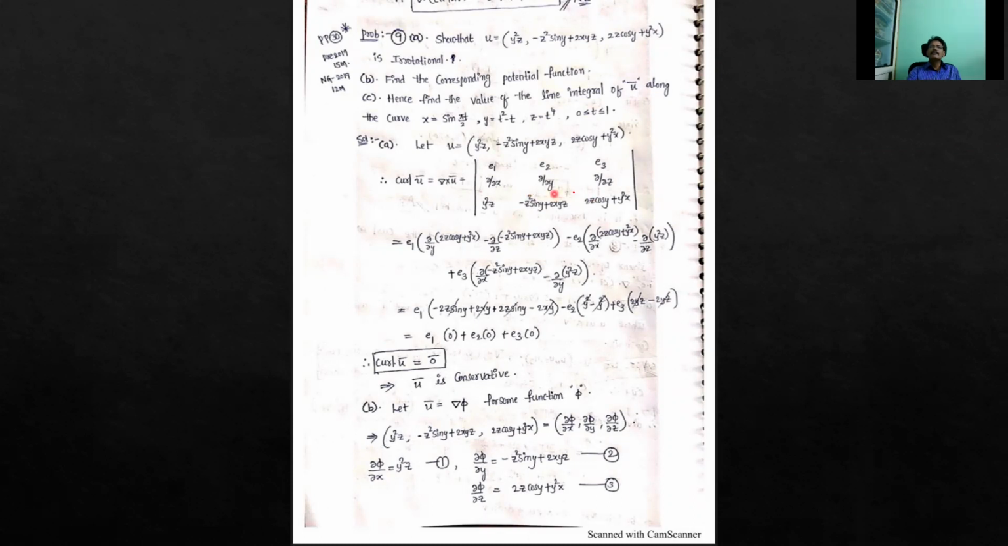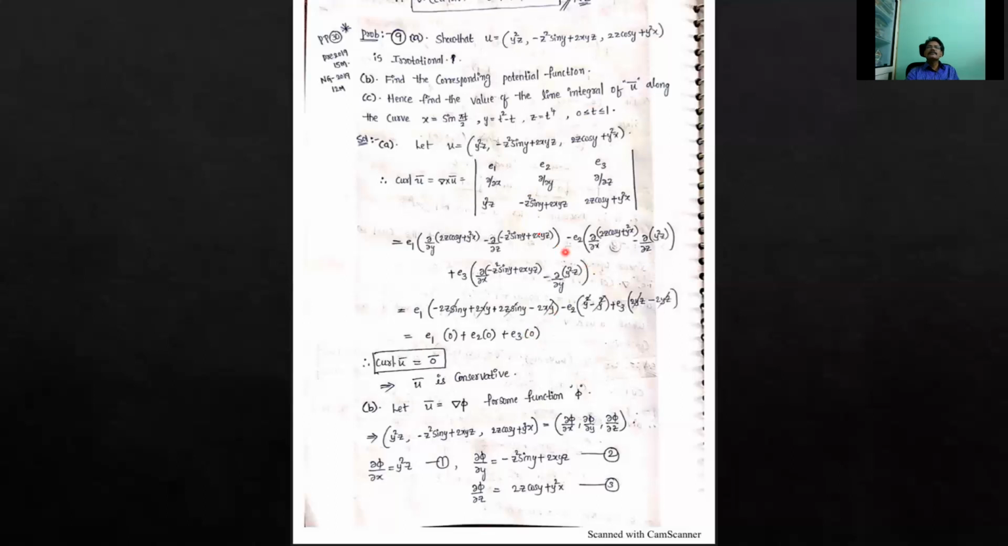So e1 times ∂/∂y of (2z cos y + y²x). We know that for 2z cos y, the derivative of cos y is −sin y, so −2z sin y. For y²x, 2xy. Minus ∂/∂z of (−z² sin y + 2xyz). For −z² sin y, it is −2z sin y, so minus of that gives plus 2z sin y. For 2xyz, we get 2xy. So with the minus before it, there is −2xy.